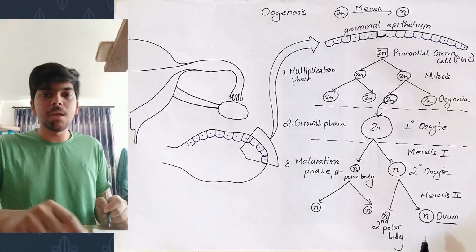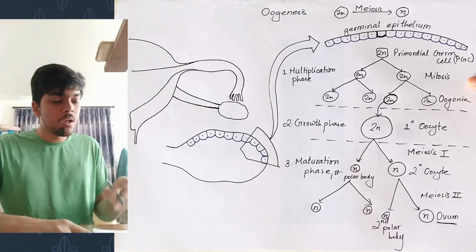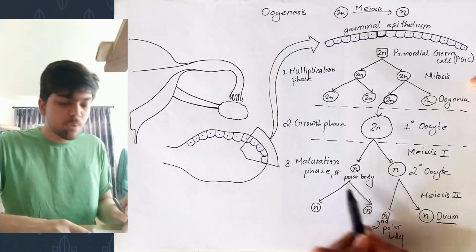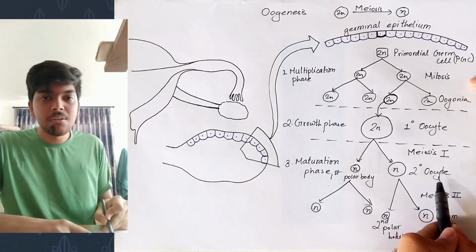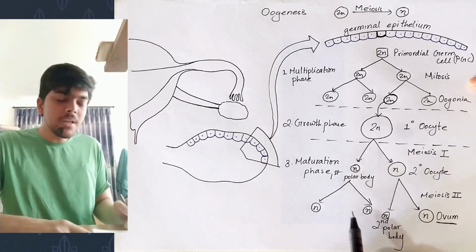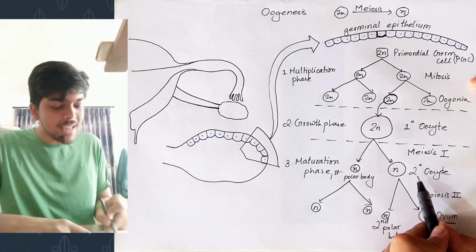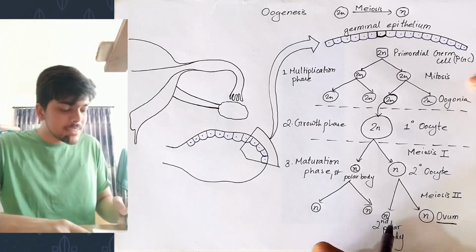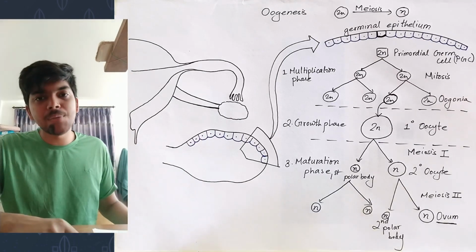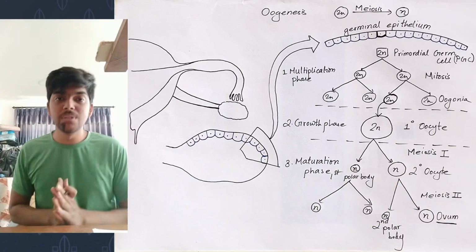Meiosis contains two steps, meiosis 1 and meiosis 2. At the end of meiosis 1, one primary oocyte gives rise to one first polar body and another secondary oocyte. At the end of meiosis 2, first polar body gives rise to two other polar bodies, and one secondary oocyte gives rise to second polar body and ovum. It is the ovum that gets fertilized by sperm during the formation of zygote. So that's the process of oogenesis.